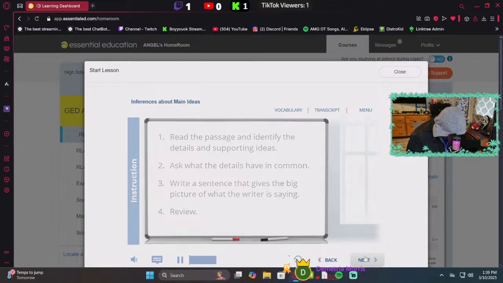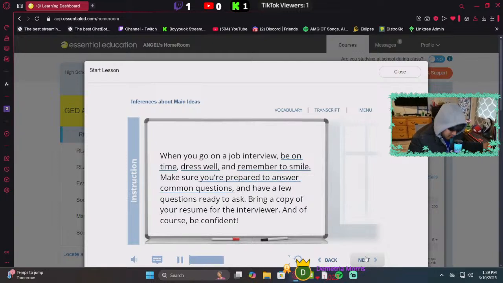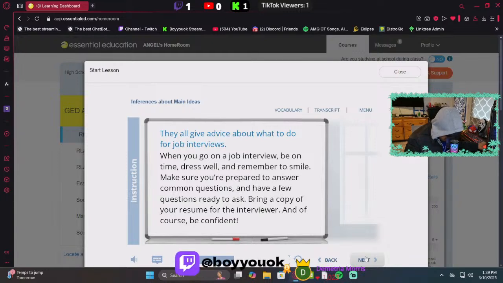Let's try it. Here's a paragraph of text. First, identify the details. There are a lot of details in this paragraph. Be on time, dress well, remember to smile, be prepared to answer questions, have questions to ask, bring a resume, and be confident. Okay, now, what do these details have in common? They all give advice about what to do for job interviews. How would you tie them all together? I might write a main idea like this. Here's some advice to be prepared and professional on a job interview.